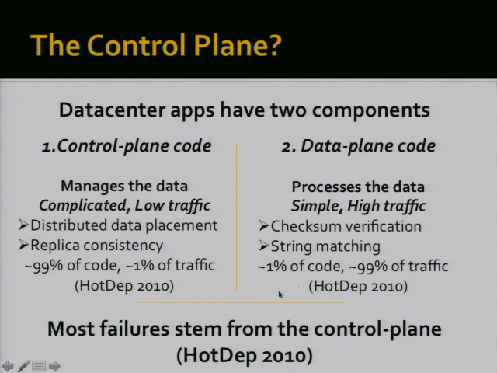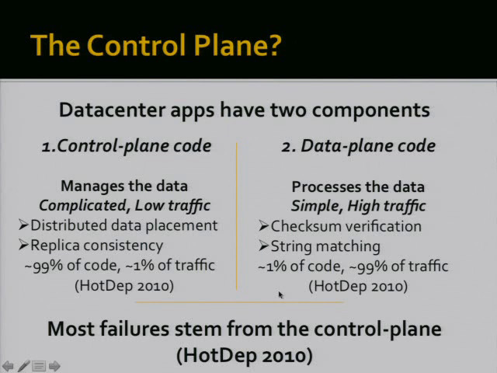If you look at these data center applications, you can divide the code of these applications into two components, the control plane code and the data plane code. Now, the control plane code is kind of the brains, the administrative component of the system. It manages the data. So it does things like distributed data placement, maintaining replica consistency, and it tends to be complicated. It accounts for 99% of the code, according to our measurements. But at the same time, it accounts for just 1% of the overall I/O traffic.